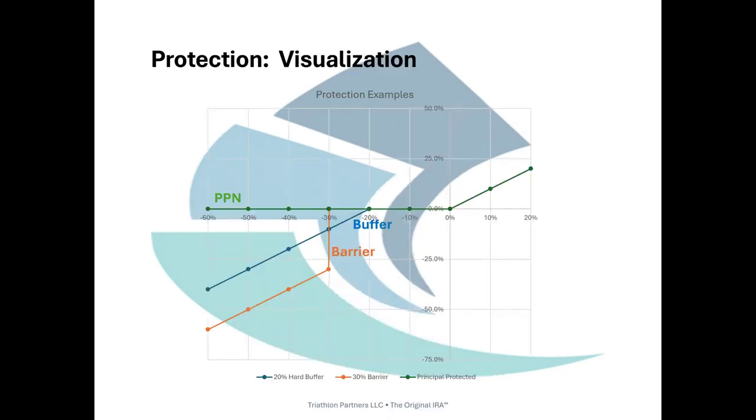A graph shows the principal protected note, which is the green line, and we can see it never falls below zero. The buffer, we can see once the underlying asset's down 20%, then you start losing money. The barrier note, once you hit that 30%, you start losing as if you were short the asset on its own. A 50% loss is a 50% loss in the barrier note. The buffer note would be a 30% loss, and the principal protected would be zero loss.